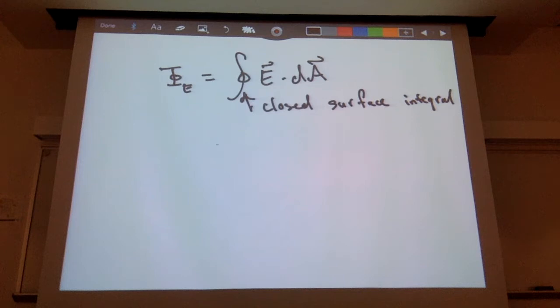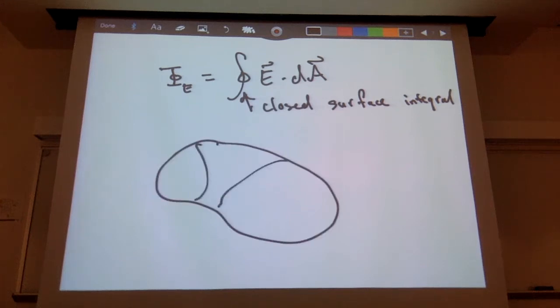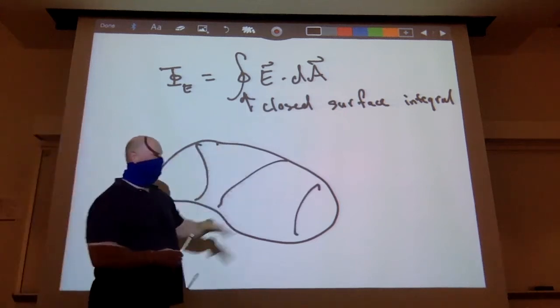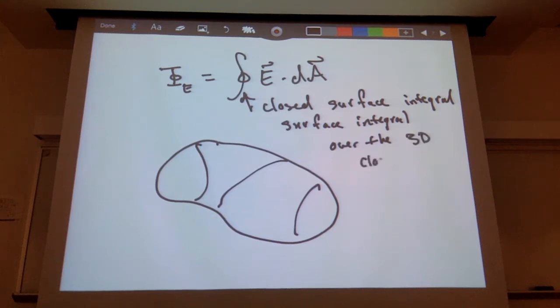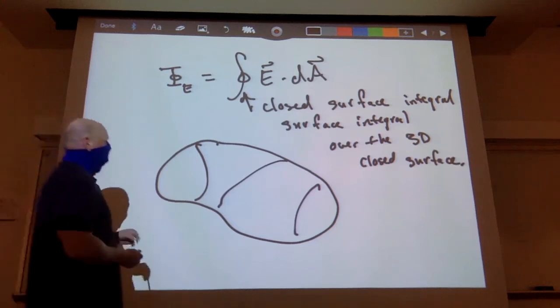So what this means is we're going to have a three-dimensional object. Here's my three-dimensional object. And we're going to be integrating over the surface area of this three-dimensional object. So this is actually a surface integral over the 3D closed surface. So this is actually what we're going to use to define flux.